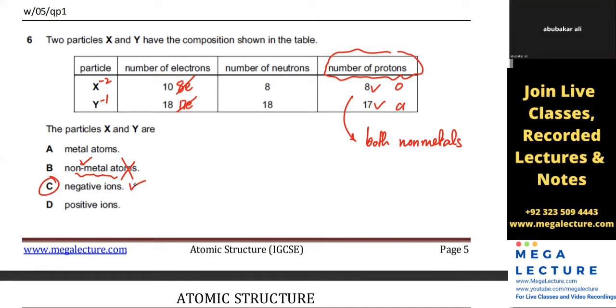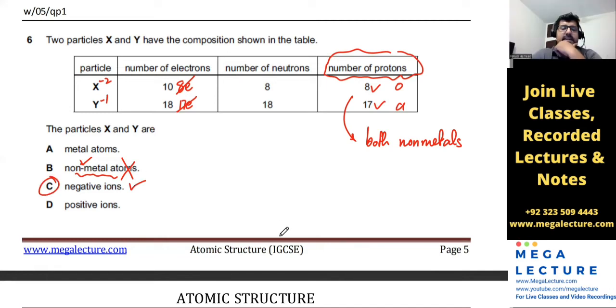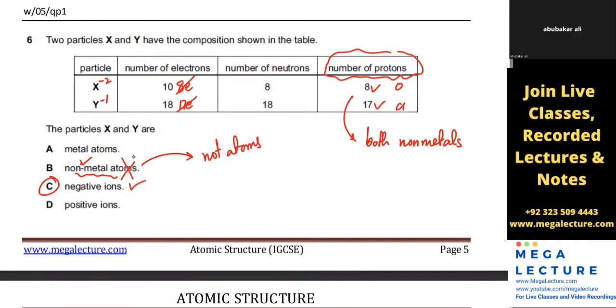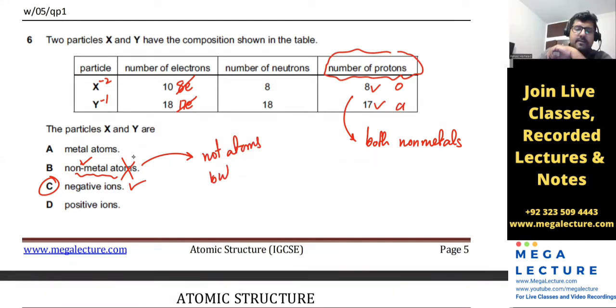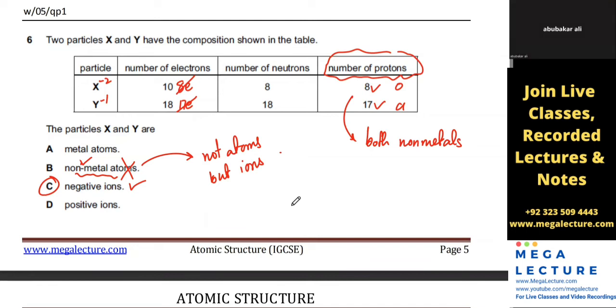So C is the statement that's correct, right? Is that clear? They were obviously non-metals, but the problem was that they're not atoms, they're ions. And specifically, they are negative ions, right? Is that clear, everyone?